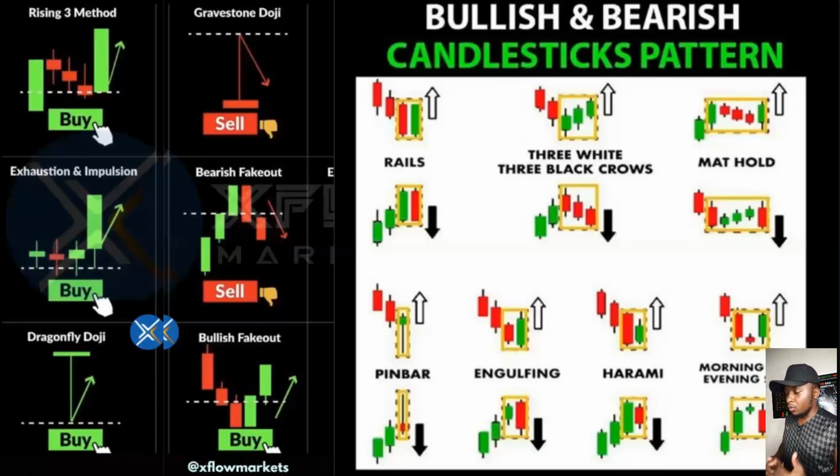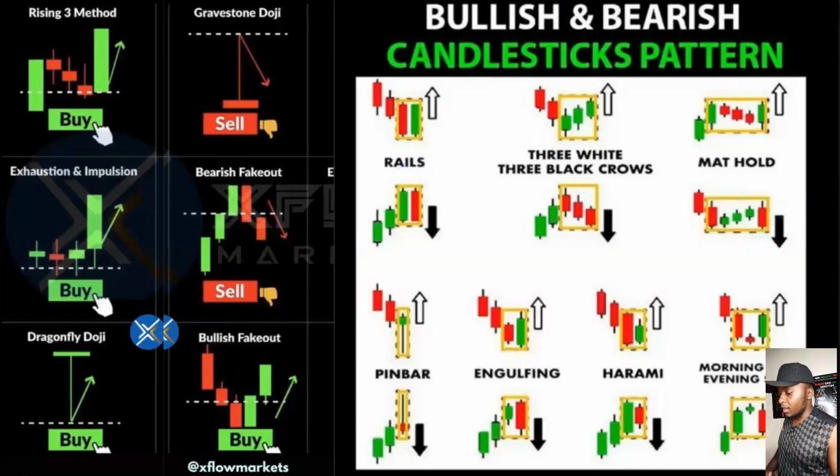The same thing with looking at a sell. You have the rails, very strong candles, right? A green candle forms, and then a red candle forms that is very, very strong. And then we have the 3 black crows, whereby 1 crow forms, 2 crows form, and then the third one forms, and that is definitely a sell. The mat hold here is the same, and then we have the pin bar engulfing.